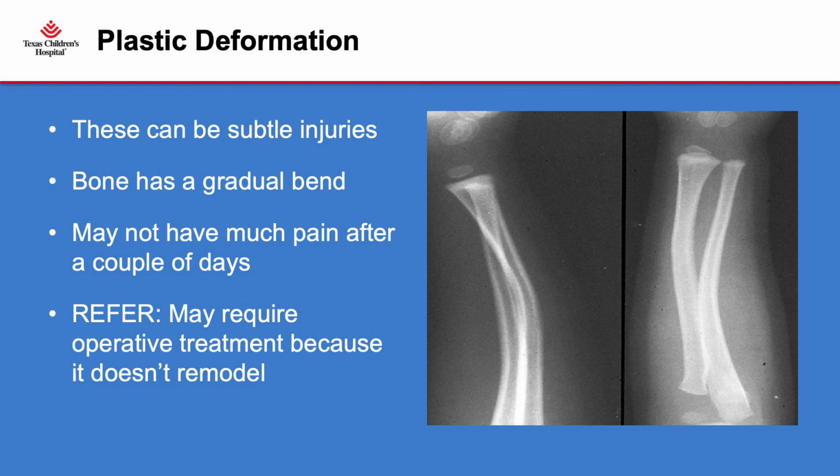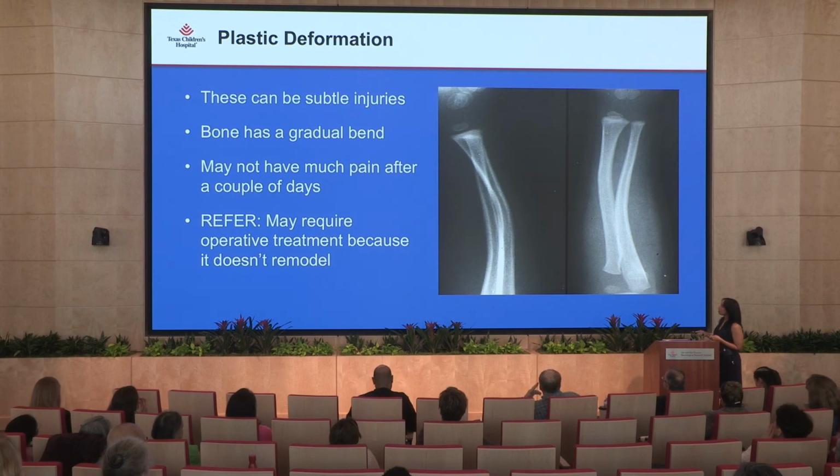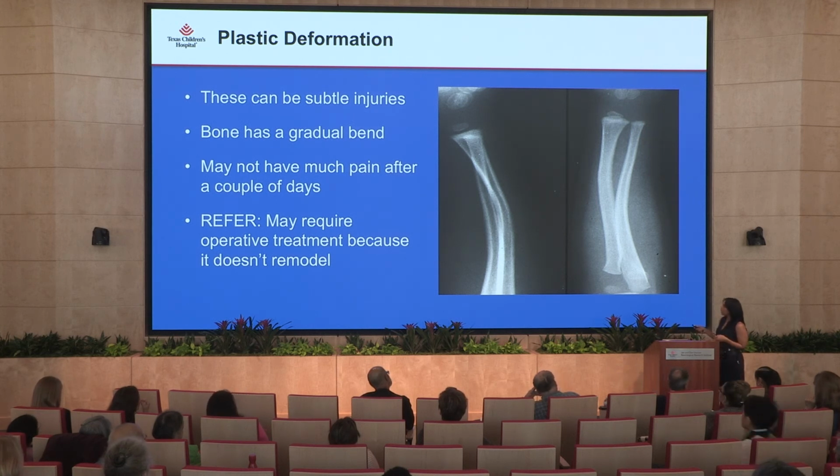So I want to distinguish that from this fracture. This is plastic deformation. So again, it's an incomplete fracture, but there's a gradual bend. Oftentimes all these injuries are a fall onto an outstretched hand. This may happen on the playground.